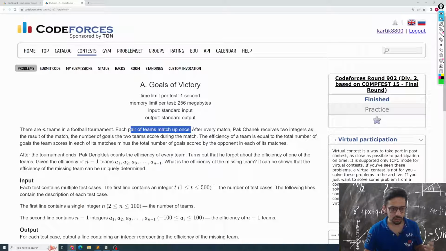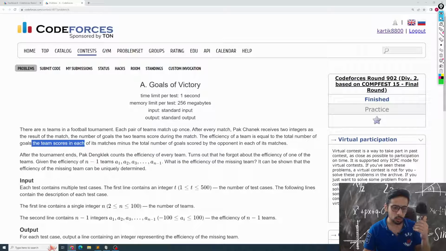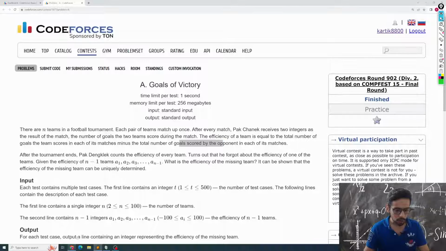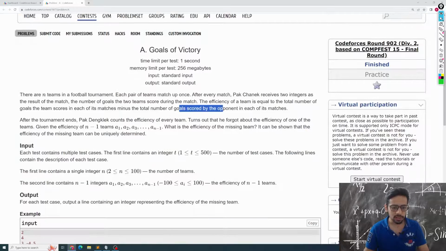After every match, the number of goals the two teams score during the match are two integers. The efficiency of a team is equal to the total number of goals the team scores in each of its matches minus the total number of goals scored by the opponent in each of its matches. So before I move to explanation, what we're given is the efficiency of the first n minus 1 teams. We'd like to find out the efficiency of the nth team.